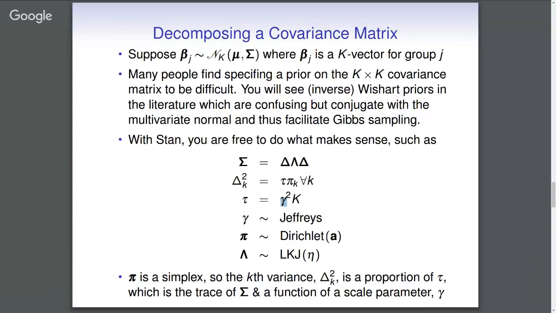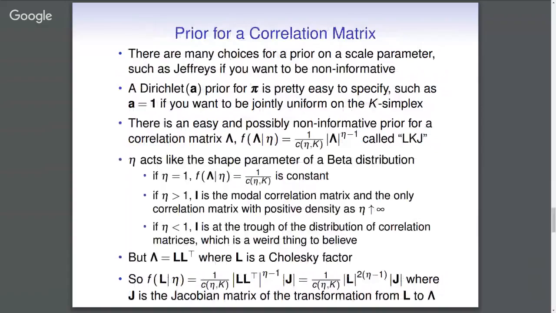So if your units are arbitrary, which is most often the case in the social sciences, it's good to choose a prior that conveys that the units of the variables are arbitrary. So we've got a good prior for pi and a good prior for gamma. We've got equalities that relate gamma to tau, tau to delta, and delta and lambda to sigma. So we can build up this covariance matrix from the parts. The only thing remaining is our prior for big lambda, the correlation matrix. And we get to that on the next slide.